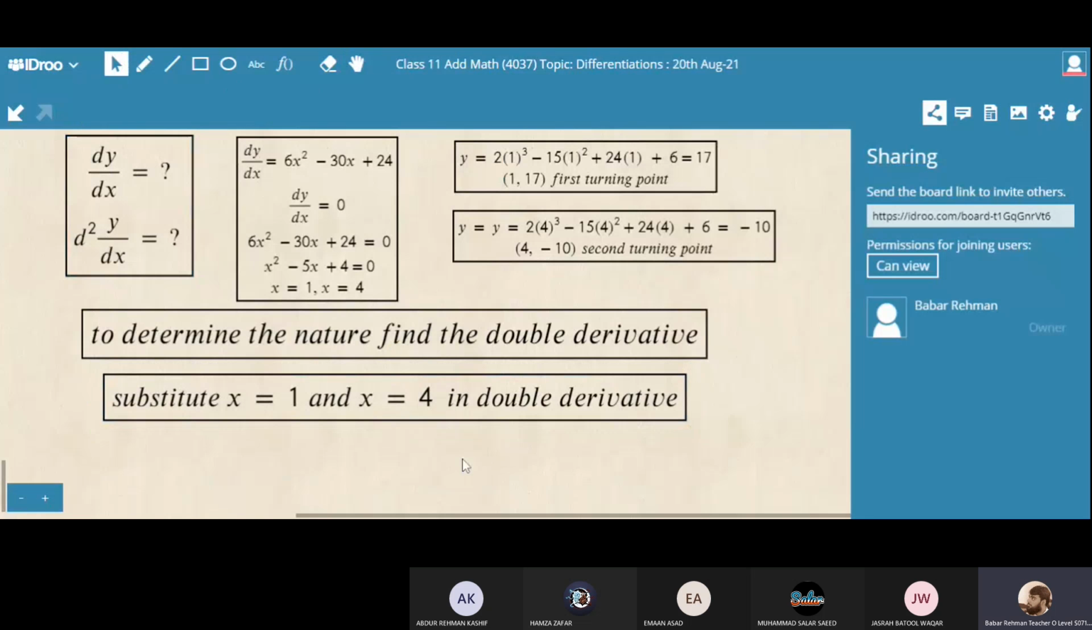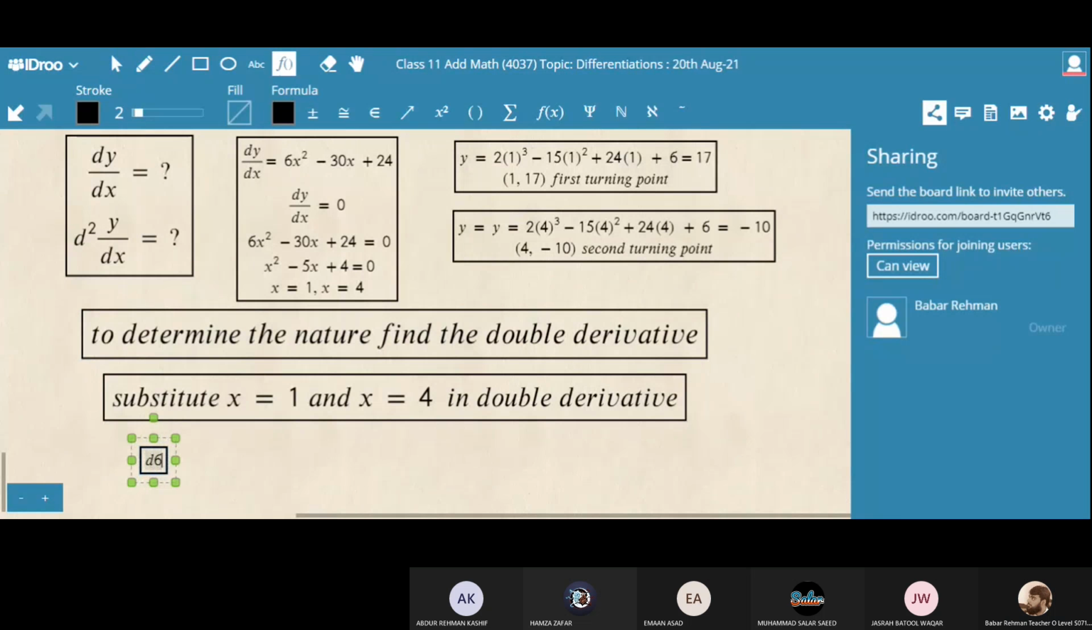Okay, when we substitute x is equal to 1 in the double derivative, what is the double derivative? The first derivative is 6x square minus 30x. So the double derivative is 12x minus 30. Now students, substitute the value of x here. What will be the answer?